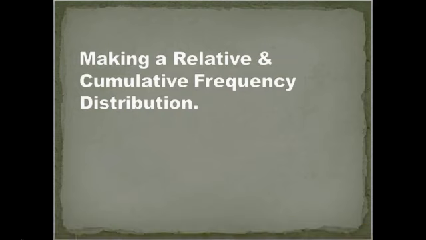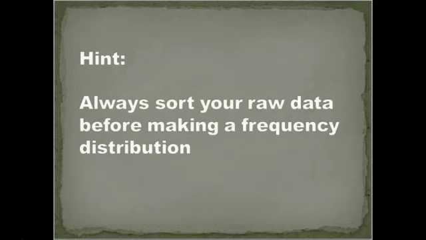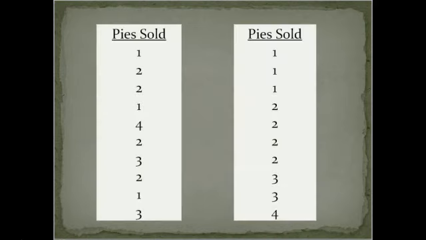distribution. We're going to go back to our example of selling pies and take a look at some raw data. So here's some pies sold. Here's just our raw data. And one of the things I'm going to recommend is that you always sort your raw data before you work with it. It just makes it a lot easier to see what you're working with. So here's our data sorted.